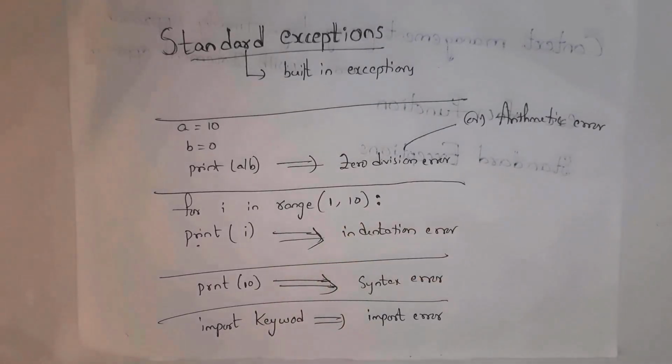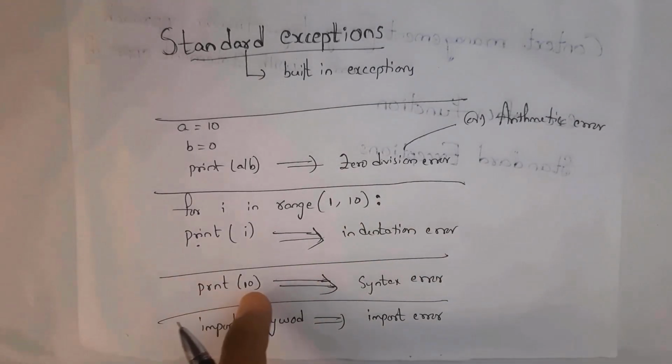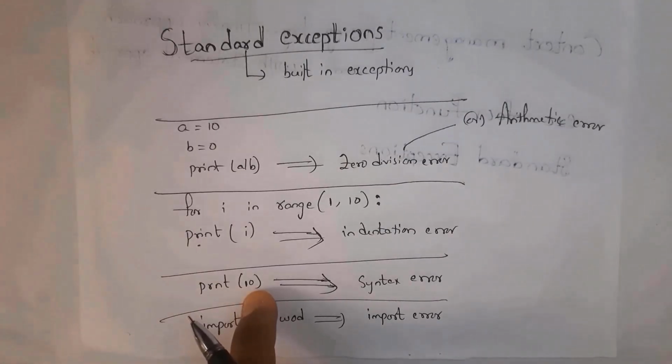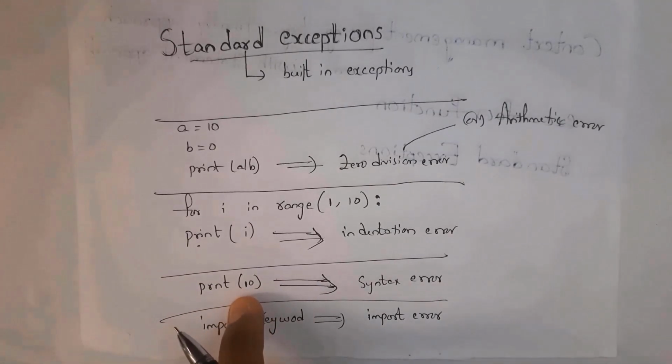And next one is SyntaxError. I wrote here print of 10. Actually, the print spelling is print, but I wrote it with a wrong spelling here. So it will display output SyntaxError.